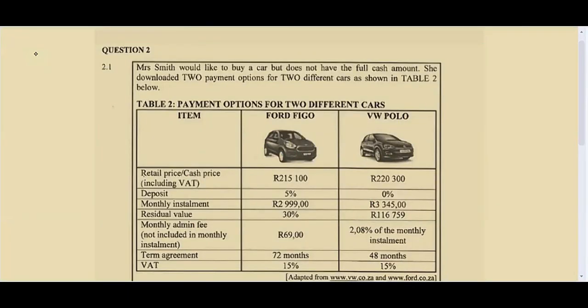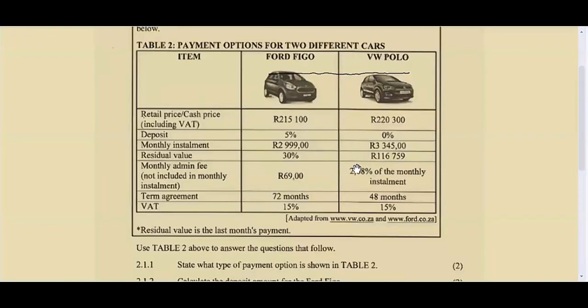So we have question 2. It says, Mrs. Smith would like to buy a car, but does not have the full cash amount, right? So we know something. If you do not have the full cash amount, the option that you have to opt for, obviously, is to pay for the car in monthly installments. Then she downloaded two payment options for two different cars as shown in table 2 below. So we are given table 2 and the payment options for these two different cars, the Ford Figo and the VW Polo. And then we can see all those conditions there.